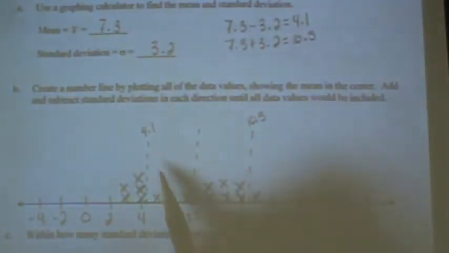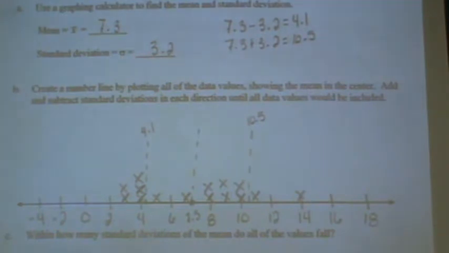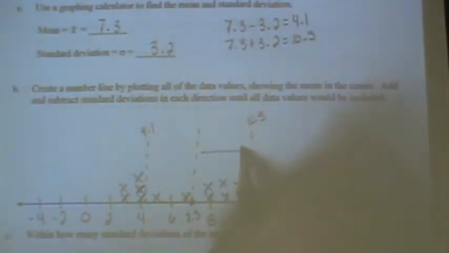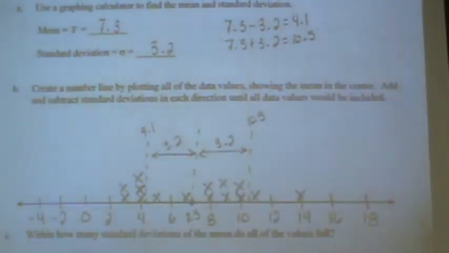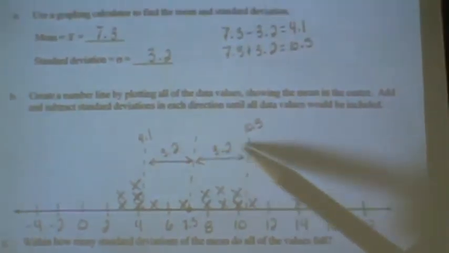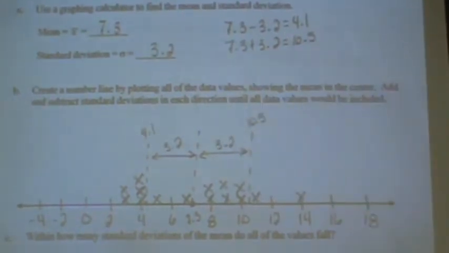So that gives us our first standard deviation. Both of these lines make up the first standard deviation. And these are 3.2 away from our mean, because that was what we found our standard deviation to be. So they are a distance of 3.2 away from our mean value.